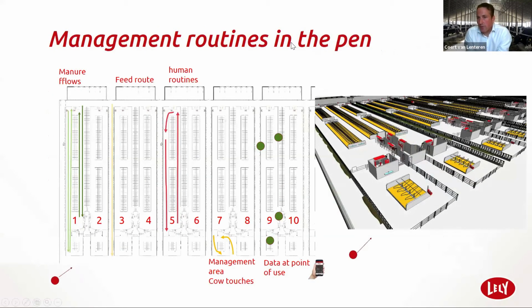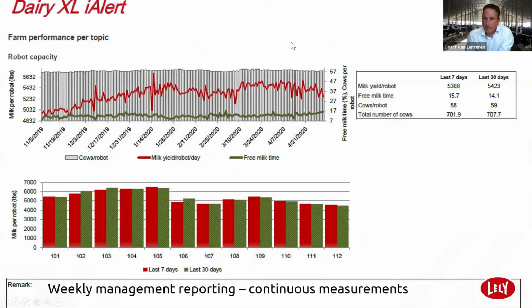Still looking at all these flows, what's happening under the roof. So where's manure moving? How does that function? What's happening with feeding? How do we do our managerial routes from a person perspective and most effectively? Then all the managerial areas where we've sorted cows, and that's where the high-end profile work starts, and making sure that we provide data at the point of use. So that's how we look at our planning and routines.